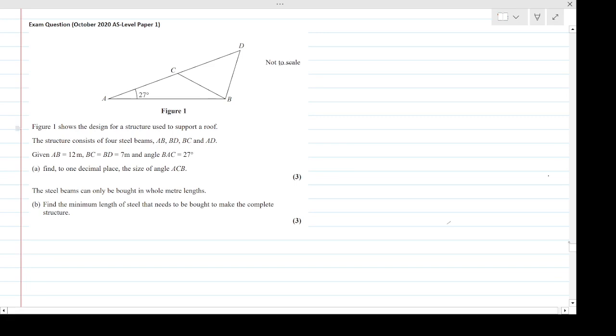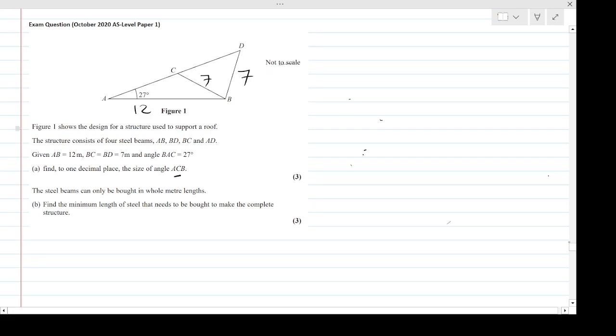But this is basically giving us some information. It's a bit of a wordy question, so as usual, I just want to extract the actual numbers from it. Firstly, AB is 12. They're giving us the diagram quite kindly, so AB is 12 here. BC is equal to BD, which is 7 meters. BC here is 7, and so is BD here. And then the angle BAC, which is the angle at A, is 27. Well, that's that.